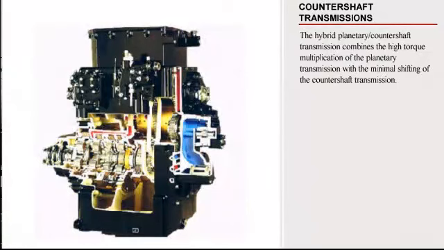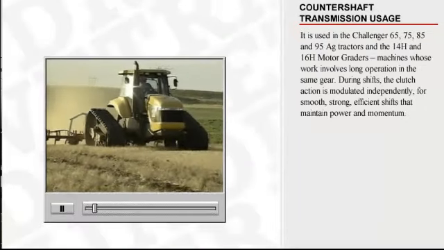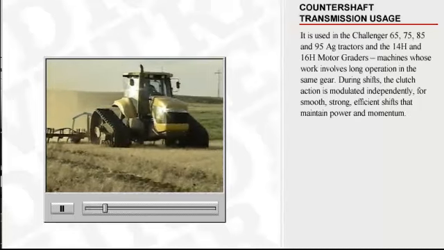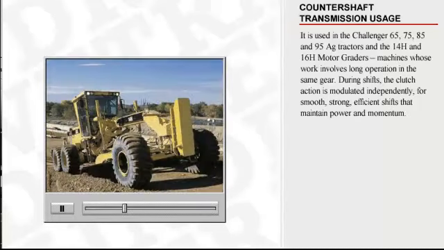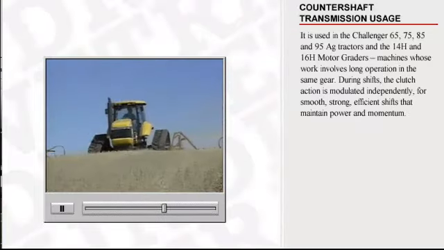The hybrid planetary countershaft transmission combines the high torque multiplication of the planetary transmission with the minimal shifting of the countershaft transmission. It is used in the Challenger 65, 75, 85, and 95 ag tractors, and the 14H and 16H motor graders, machines whose work involves long operation in the same gear.